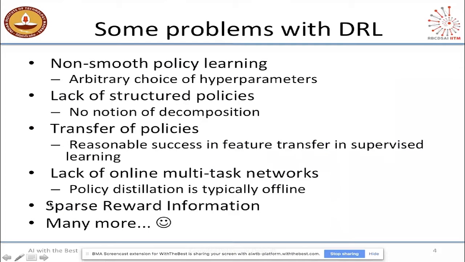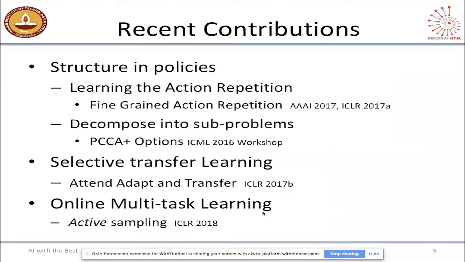And then another problem that bedevils reinforcement learning is that of sparse reward information, because for every action you do, you don't really get a reward. So even in something like Pong, you might have to return the ball many, many times before you score a point because your opponent misses it. And there are several other problems with both RL and deep RL, too many to get into at this point. And that's just some of the recent contributions that talk to these issues.